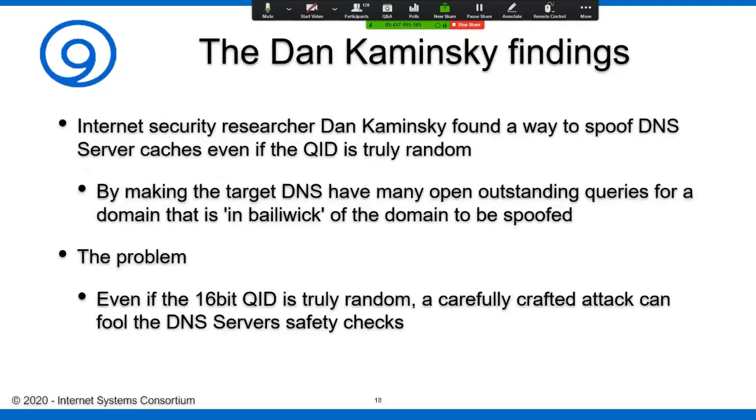Dan Kaminsky recognized that there was a way to spoof DNS server caches even if the query ID was truly random. And the way he did this was that you could go out and you could force a name server, a recursive server, to do a large number of queries against an authoritative server, and therefore it would continually use more and more of these random query IDs, and eventually they would come to you. And I'll show you what that means on these next couple of slides.